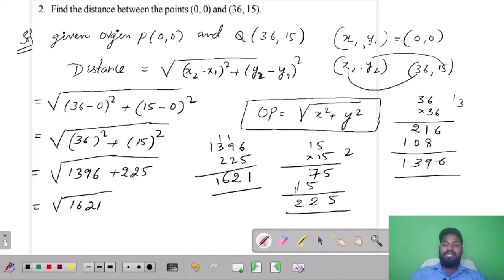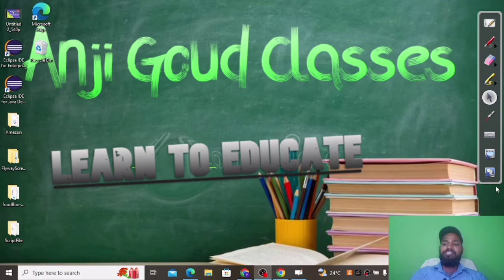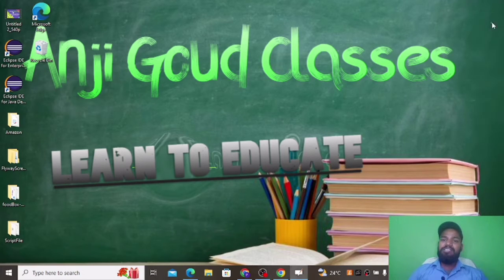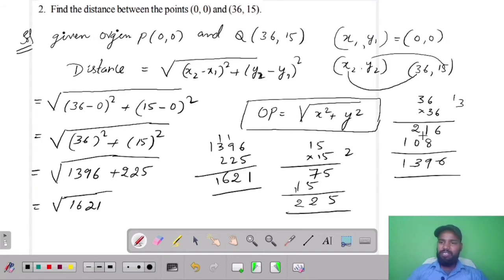1621 is your answer. So if you want to simplify it, you can simplify. See this, we did something wrong here. What we did here? Here 2 plus 0 is nothing but 2, right? So it is 2, not 3, it is 2. Okay, so it is 2, and here the answer is going to change.